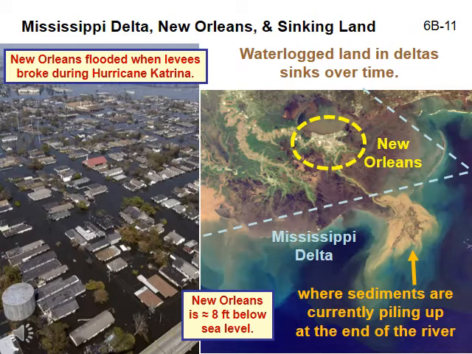A good example of land sinking in a delta is the city of New Orleans, which is located in the Mississippi Delta. New Orleans is now about 8 feet below sea level, on average. In places, it is over 20 feet below sea level. The levees are the only thing keeping the river and the ocean out.